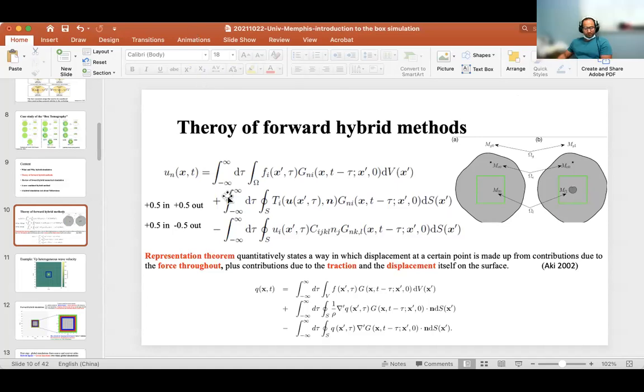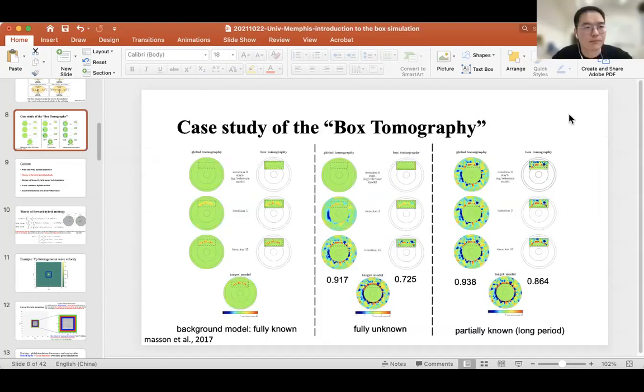Any more questions? Yeah, I have a quick short question. Could you please go to the slide where you said when you have no data outside the box for the simulation, slide number 8? Yeah, this one. Here, for the second one, you said when it is fully unknown, the difference between the global and your hybrid simulation is like 1.9, 1.7. So when it is unknown, how do you get information from the outside?